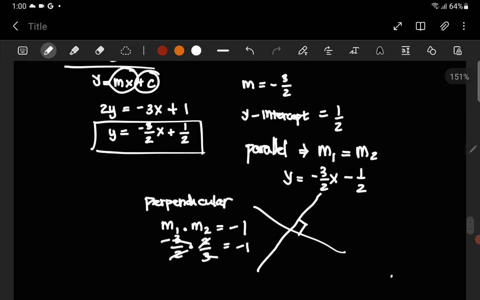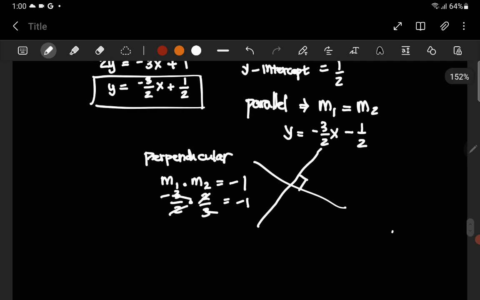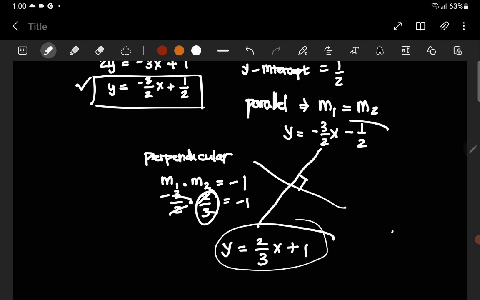So the line that is perpendicular to this equation will be what? Yeah, y. What is the gradient of the second line? 2 over 3. 2 over 3 x and then plus 1. This one is perpendicular, this one is parallel.